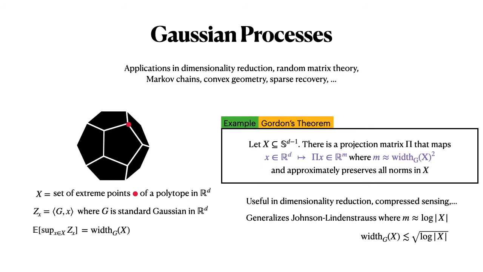And one can show that Gaussian width is always bounded by the square root of the log of the cardinality of the set. We will also see this later in this talk. So this gives a powerful generalization of Johnson-Lindenstrauss.